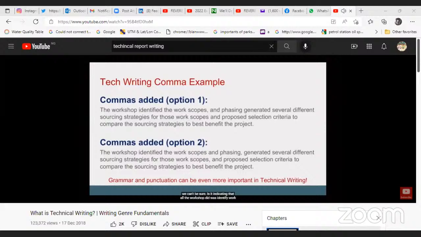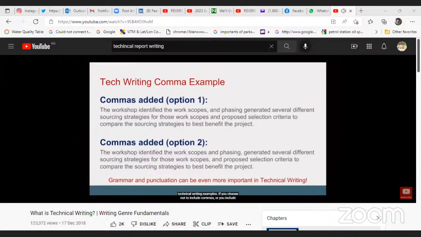Is it indicating that all the workshop did was identify work scopes while the phasing process did the rest? Or is it a list of the different items the workshop accomplished? The workshop identified the work scopes and phasing, it generated sourcing strategies, and it proposed selection criteria. Without the commas, we don't know, and the business document does not accomplish its intended purpose to inform.